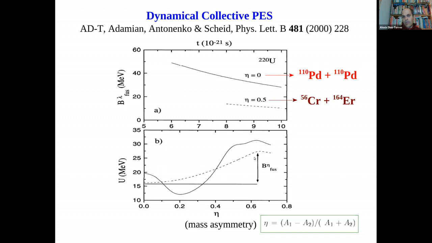If a system overcomes this barrier in eta, so that the configuration has a large value of eta, the system has fused. Here I illustrate two fusion pathways: fusion along lambda, if a system reaches small lambda values, and fusion along a mass asymmetry coordinate, if the mass asymmetry is very large, beyond this barrier here. This barrier is called the Businaro-Gallone point, which is a saddle point in this multidimensional collective potential energy surface.